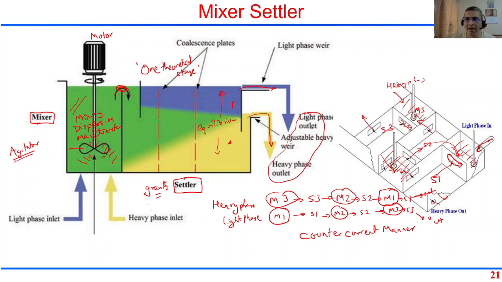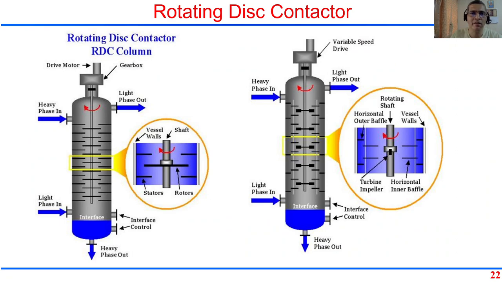Right. Okay, we could arrange them horizontally on the floor, or we could arrange them vertically, one on top of the other. Just try to visualize. That's how we would get multiple theoretical stages, and that's how you'll get multiple countercurrent extraction. Another way would be to use a rotating disc contactor.